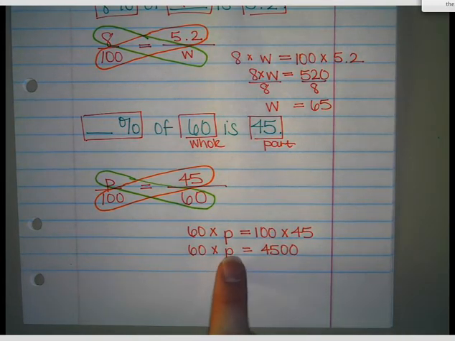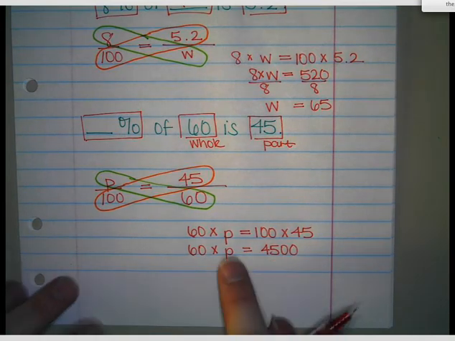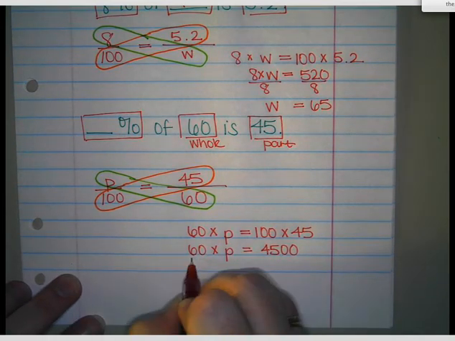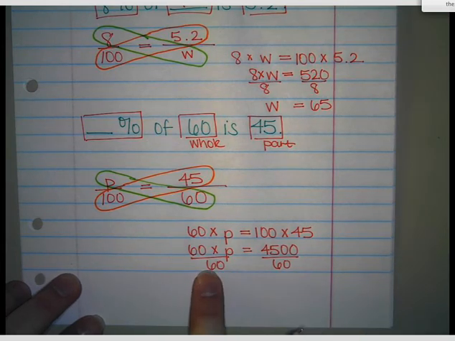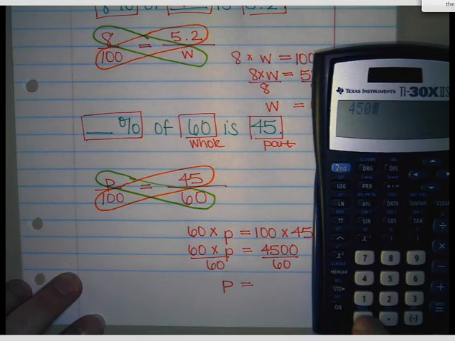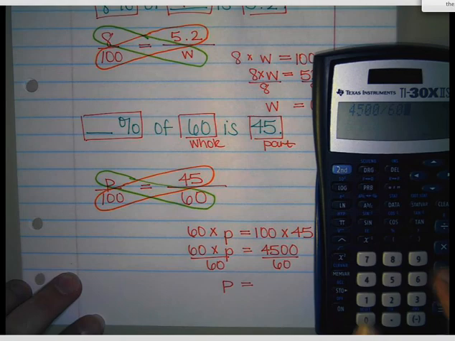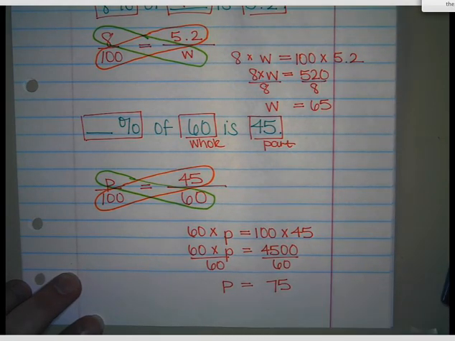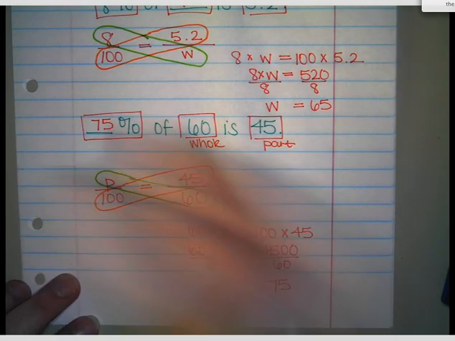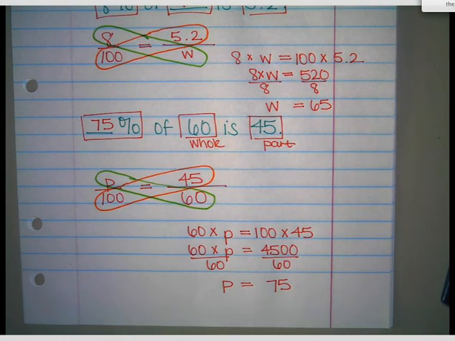So right now I have P multiplied by 60. If I have P multiplied by 60, I can divide by 60. But if you divide by 60 on this side, you have to divide by 60 on this side also, which gets me just P by itself. And 4,500 divided by 60 equals 75. So my percent is 75%. 75% of 60 is 45.